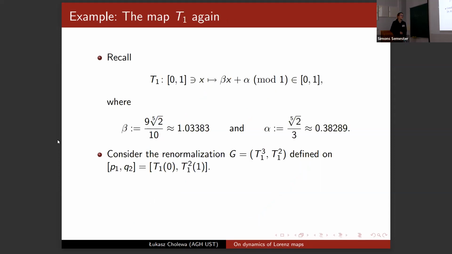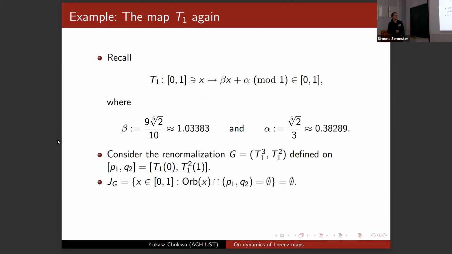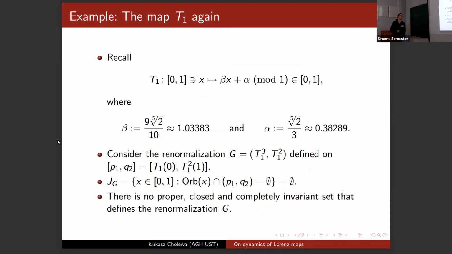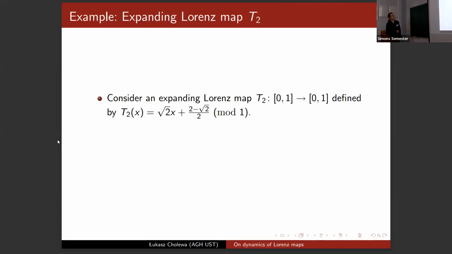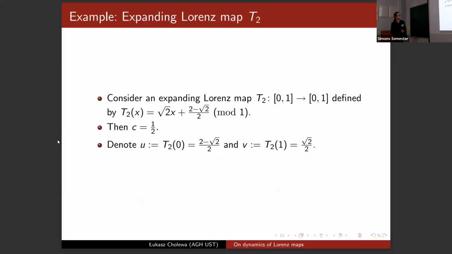So in this situation, the set JG is empty. And in fact, there is no proper closed and completely invariant set that defines the renormalization G. And for the second counterexample, consider the expanding Lorenz map defined by this formula. Then the critical point is 1/2. Denote by U the image of point 0 and by V the image of point 1.